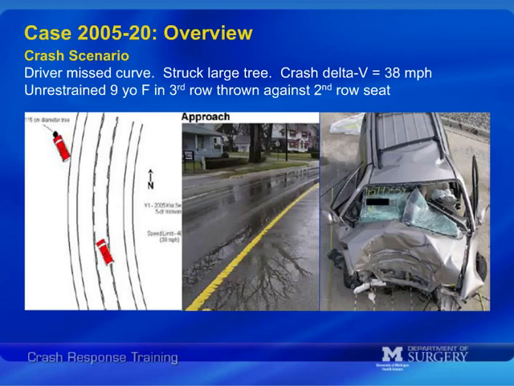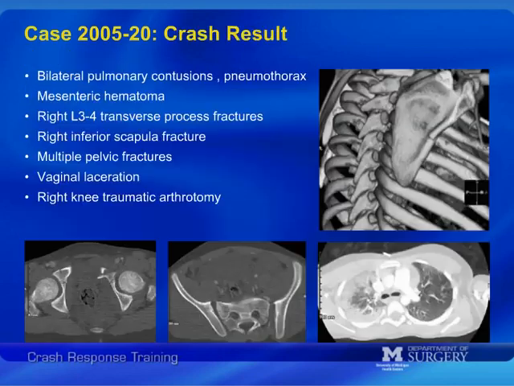Now, the case that we're going to talk about is that of the unrestrained 9-year-old female that was in the third row who was thrown against the second row of seats. The result was that she ended up with bilateral pulmonary contusions, a pneumothorax, a mesenteric hematoma or damage to the blood vessels supplying the intestines, right L3 and L4 transverse process fractures, and also, as you can see in this image on the upper right here, a right scapular fracture.